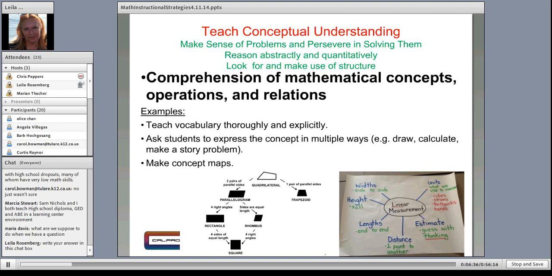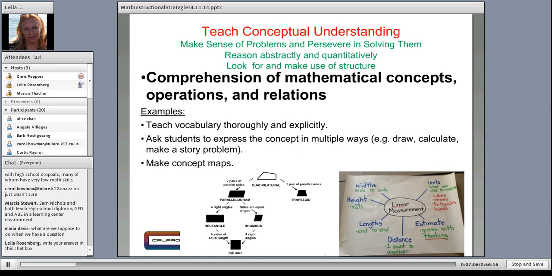This slide lists 3 of her examples of how to teach conceptual understanding. These are only examples, they are really not exhaustive. We support conceptual understanding when we teach vocabulary, make concept maps showing the relationship between a new concept and other math concepts that we know, and when we ask students to express the concept in multiple ways, such as drawing, calculating, or making a story problem.